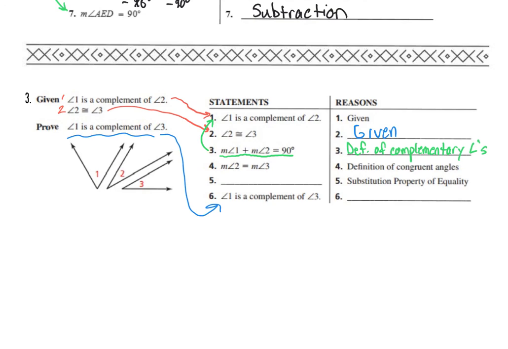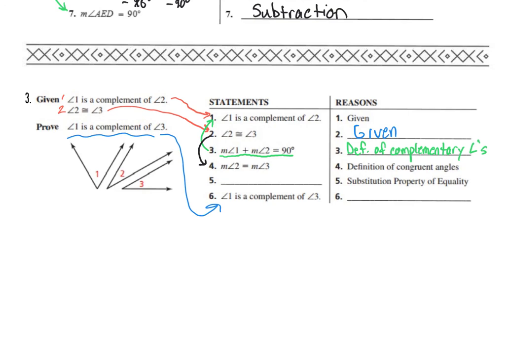Then it says definition of congruent angles, right? That's going from 2 to 3. So for example, let me explain this. If statement 2 says that the angles are congruent, well, by definition of congruence, if they're congruent, that means they are also equal. So that's why we did that.